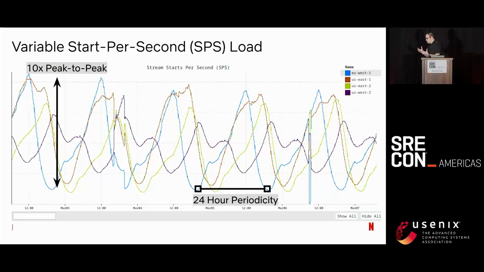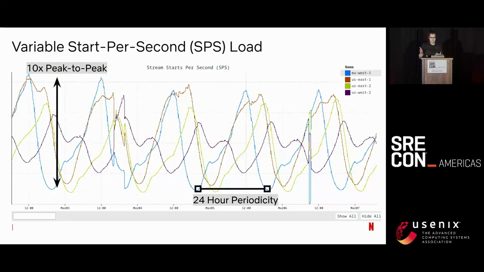And this global product leads to a highly variable, what we call start per second, which is stream starts per second. It's our main load metric, highly variable over time and by region. So for example, we can see that there's up to an order of magnitude peak-to-peak difference in traffic between when a region is in trough and when it's at peak.